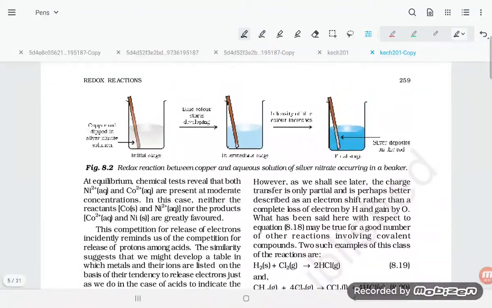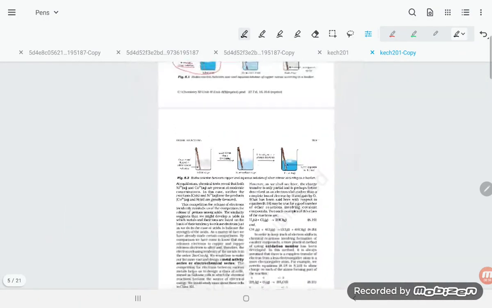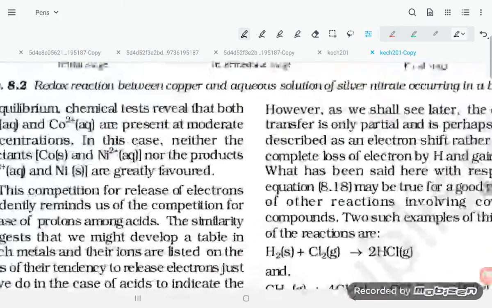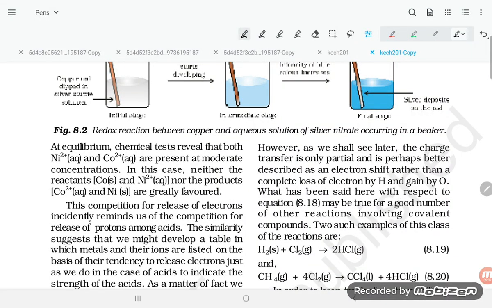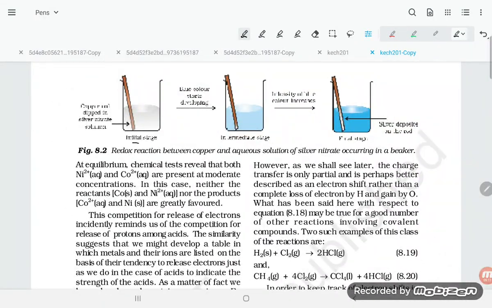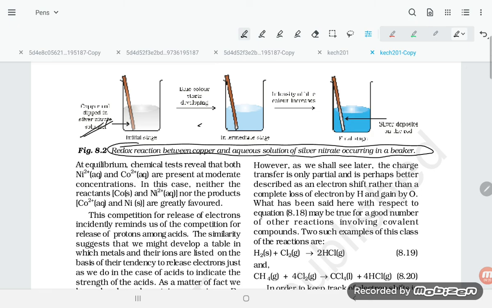Here you see, okay, actually this is directly from the NCERT book. The color is not appearing that much. When you are watching this video, you open the NCERT book and try to understand the redox reaction between copper and aqueous solution of silver nitrate and the occurrence of the color. Initially there is no color, then slowly color develops, until it is complete color.